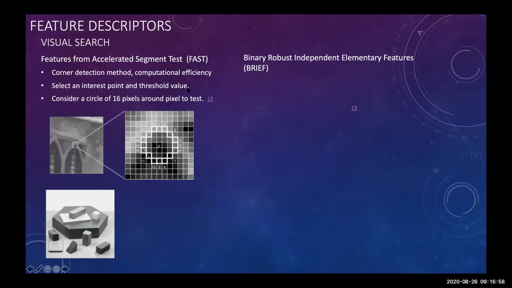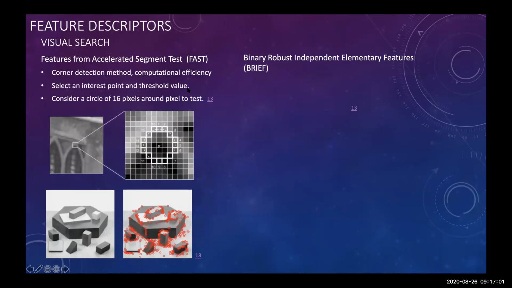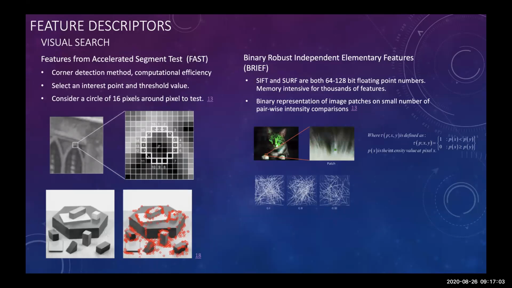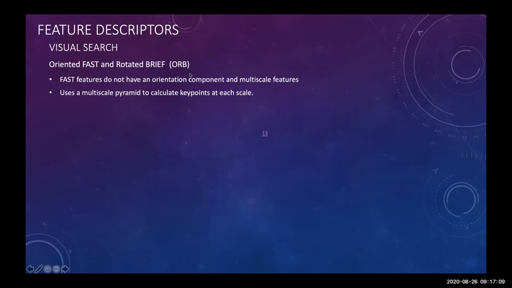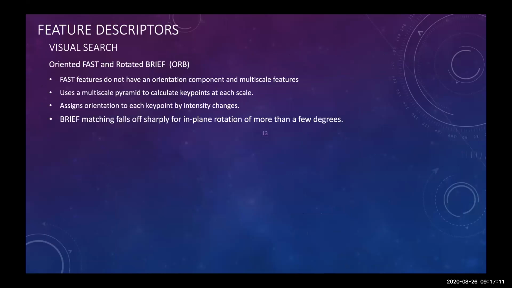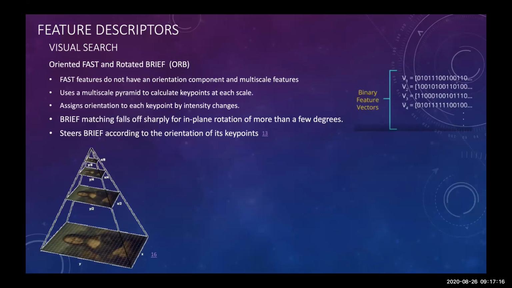FAST and BRIEF are more accurate than SIFT and SURF, and they just use more advanced methods. Feel free to check out the PowerPoint to read more about them. ORB is like a combination of using FAST and BRIEF together, and that gets even a little bit of a stronger method.